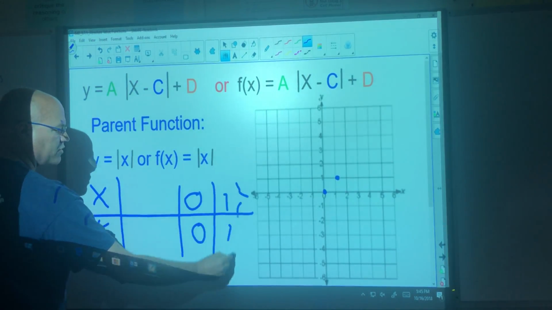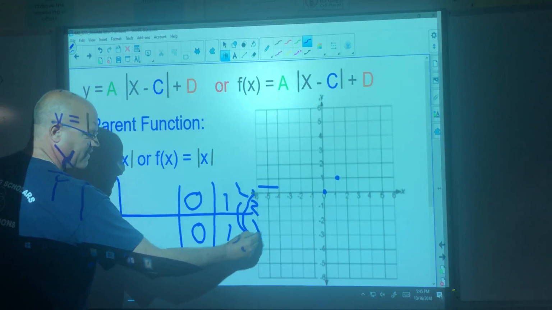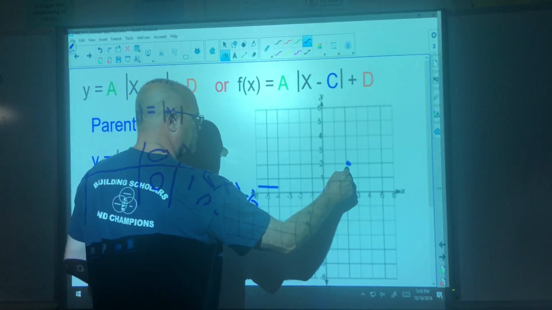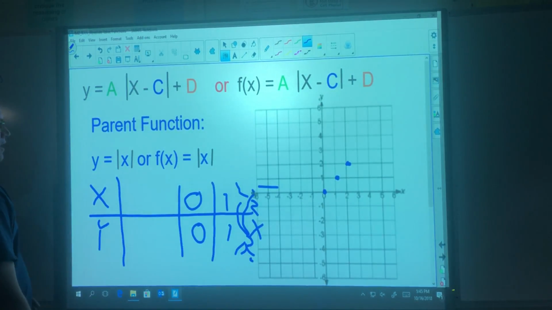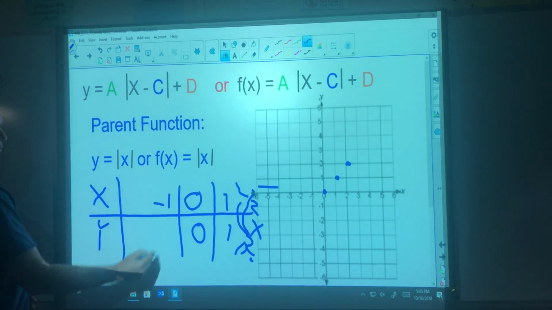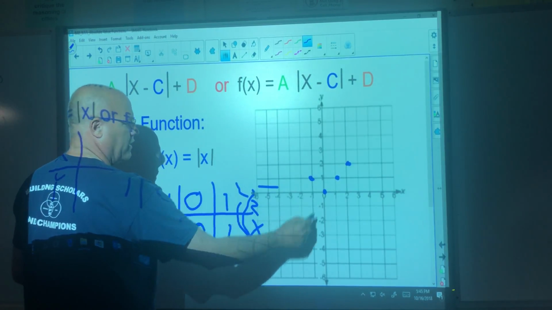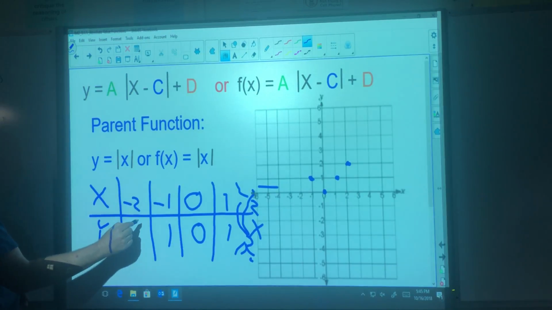If I substitute 2 for x, my board messed up on me there. 2 for x, then I'm going to get 2, 2. So 2 and 2. If I plug in -1, I'm going to get +1. So I substitute x as -1, but I get +1. If I substitute x as -2, then I get +2.